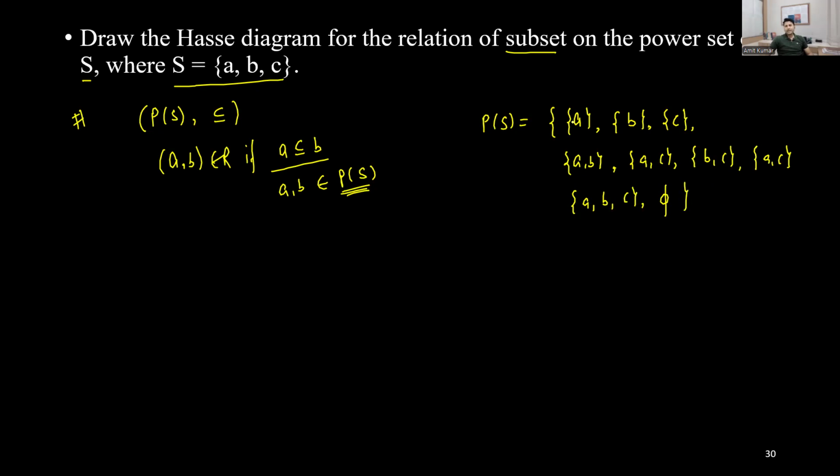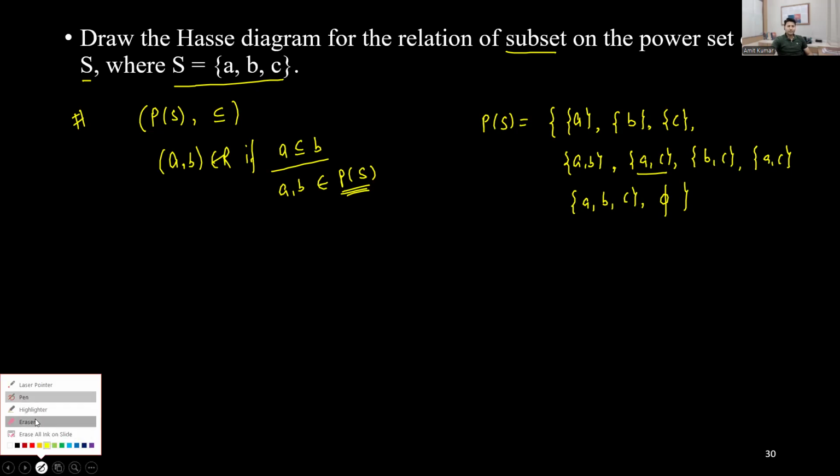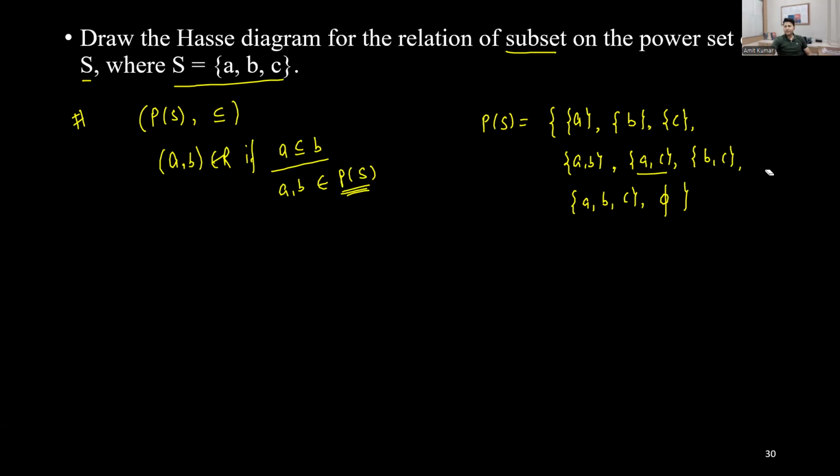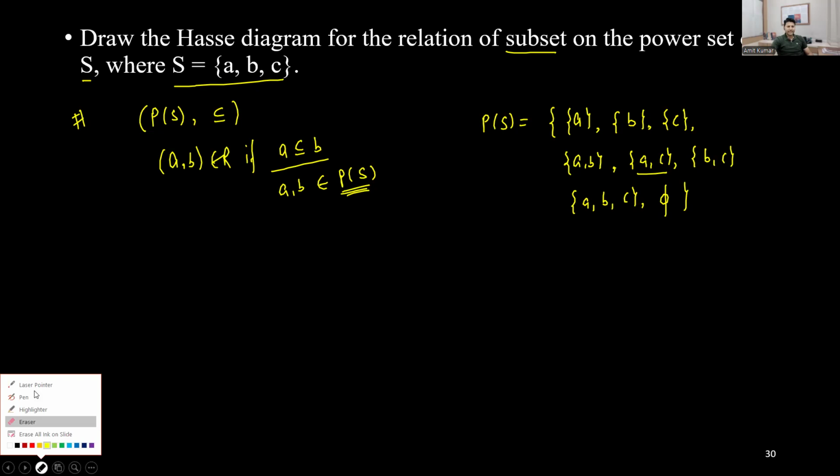Let us count them: 1, 2, 3, 4, 5, 6, 7, 8, 9. Why 9? Okay, this AC is repeated. I wrote this AC twice. Since we are talking about sets, repetition of elements is not allowed. So this is the power set we are having.